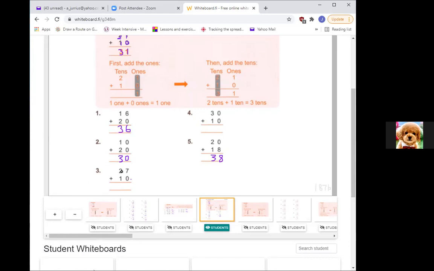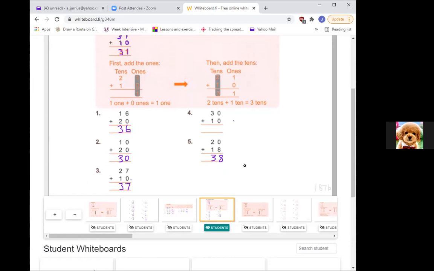Mason, can you do number 4? 27 plus 10. 27 plus 10 more. So 7 plus 0 gives us 7. That's right. 7 plus 0 gives us 7. 2 plus 1 gives us 3. 37. Nicely done. Alyssa, can you do number 4?